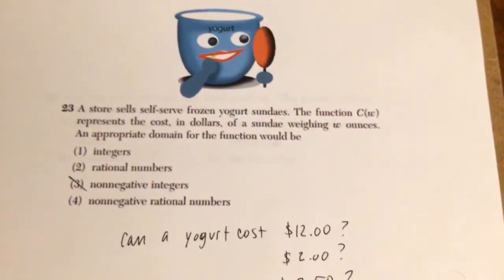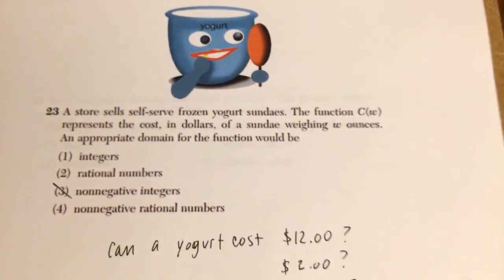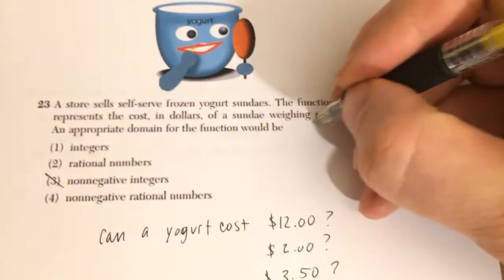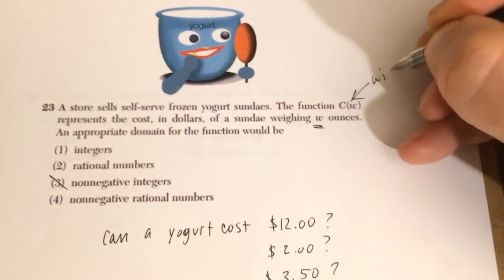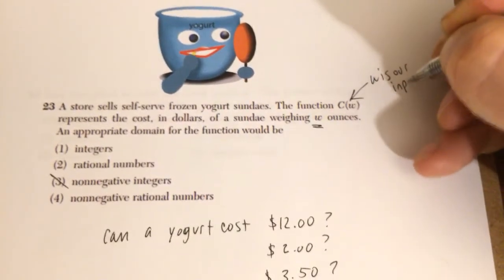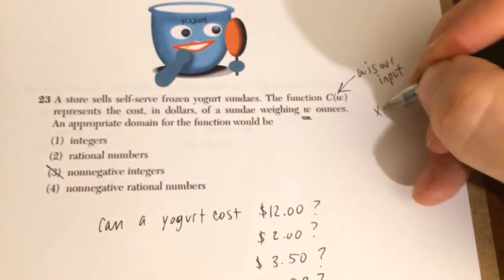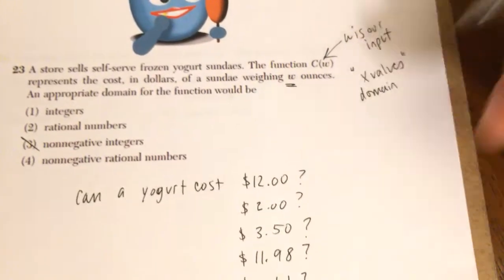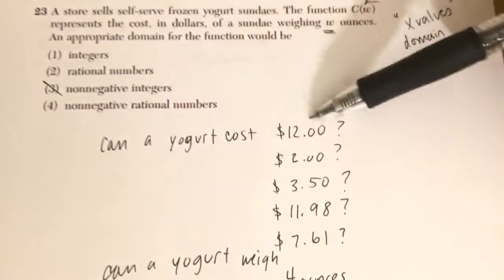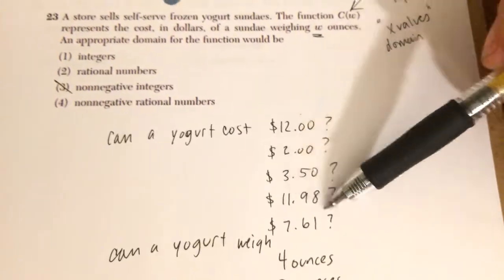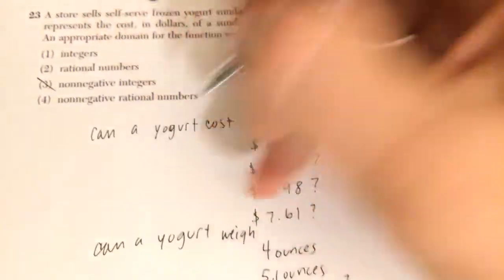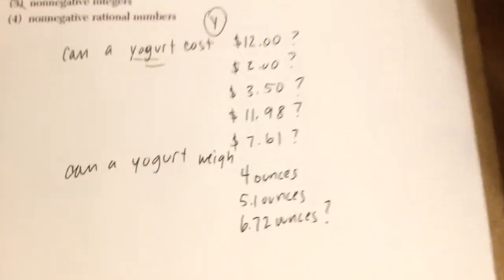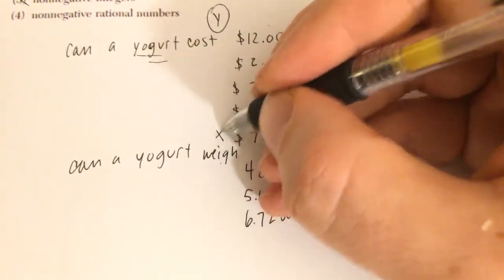Number 3, they're talking about a store selling frozen yogurt. C(W) represents the cost, and W is the ounces. So W is our input. This is what we're focusing on. This is acting like our x values, and this is acting like our domain. So, can a yogurt cost $12, $2, $3.50, $11.98, $7.61? Yes, but the cost of the yogurt is basically acting like your y, and then the amount that it weighs is acting like our x.